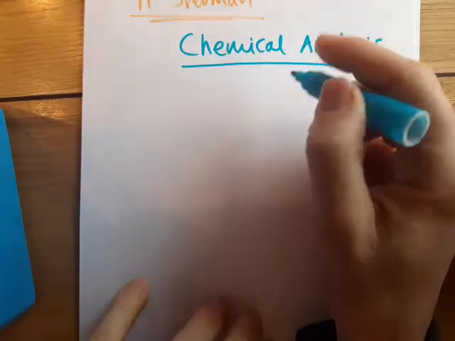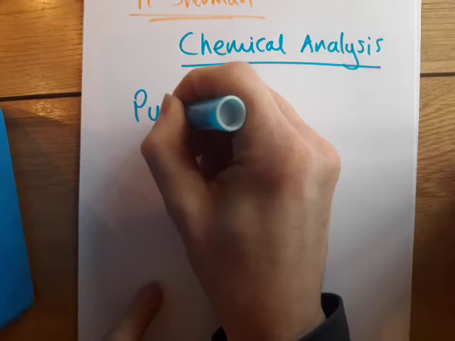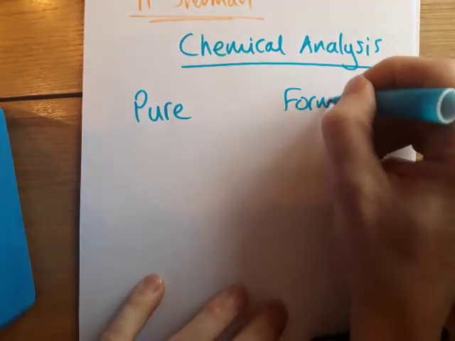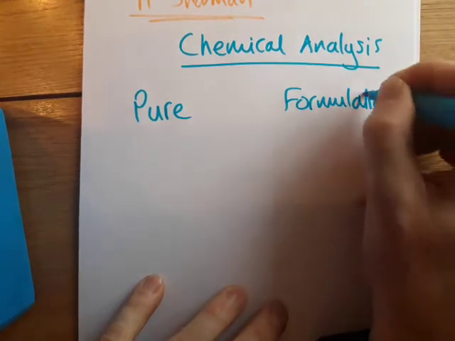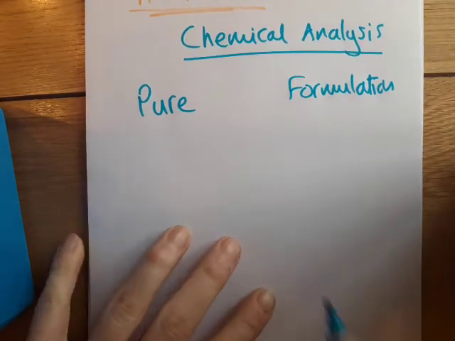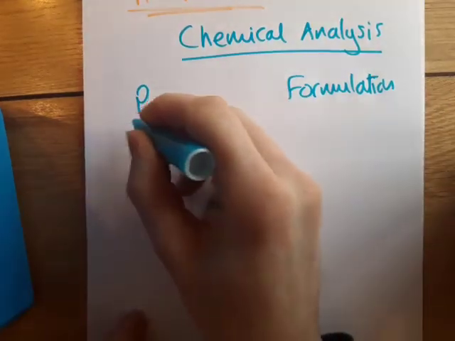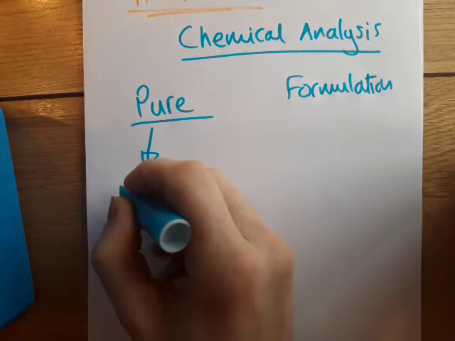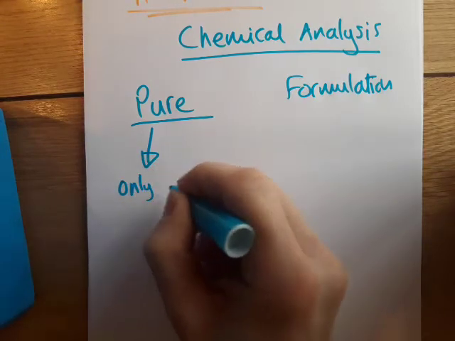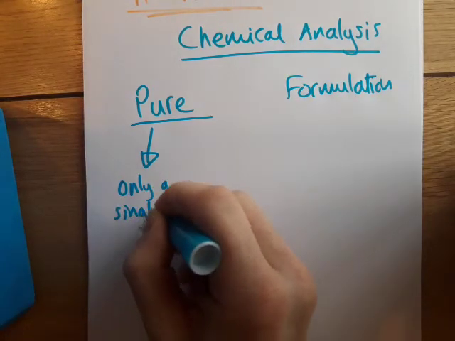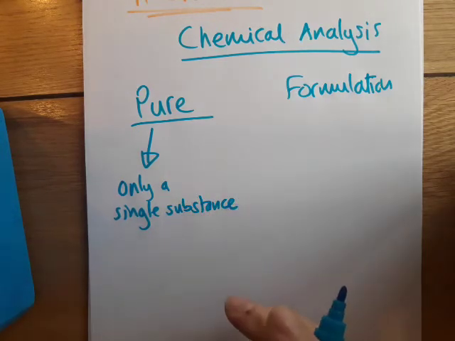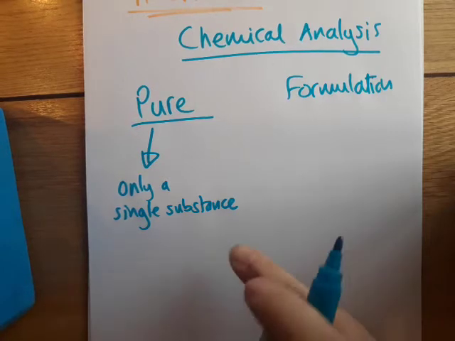So chemical analysis. Then we're going to start off in today's little small lesson. We're going to be looking at what the terms pure and formulation mean in terms of chemistry. Okay, so you might think, well, that sounds quite an easy thing to do. Well, we're going to start off with this word pure. So in chemistry, a pure substance means only a single substance. So it can be a single element or a single compound.